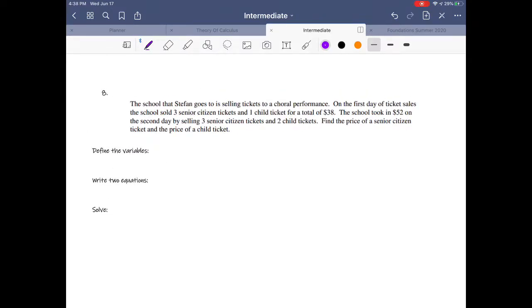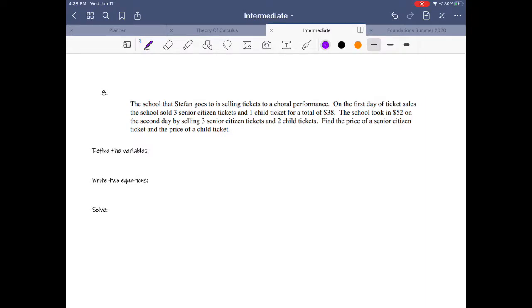The school that Stefan goes to is selling tickets to a choral performance. On the first day of ticket sales, the school sold 3 senior citizen tickets and 1 child ticket for a total of $38. The school took in $52 the second day by selling 3 senior tickets and 2 child tickets. Find the price of a senior citizen ticket and the price of a child ticket.